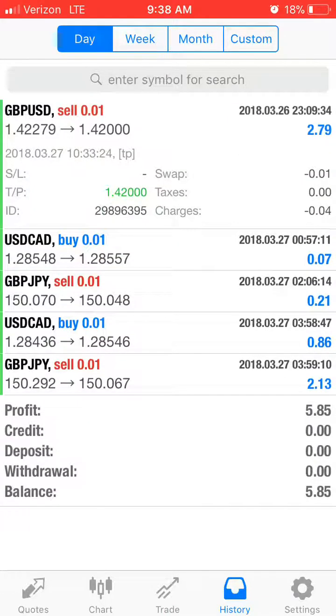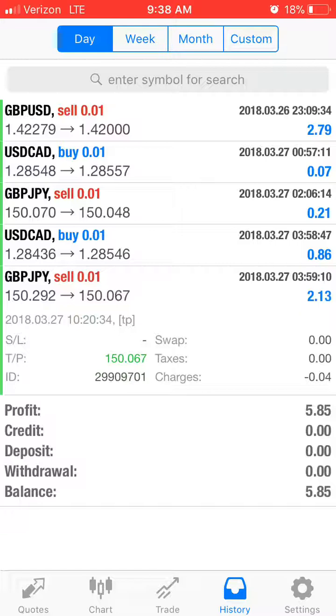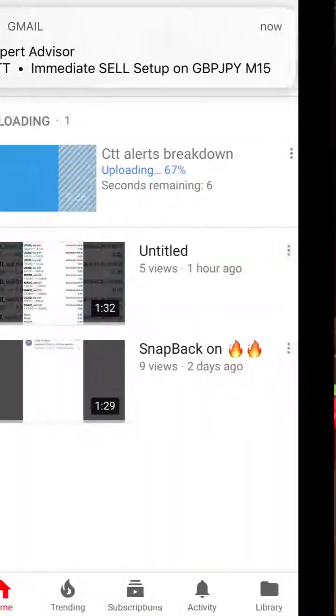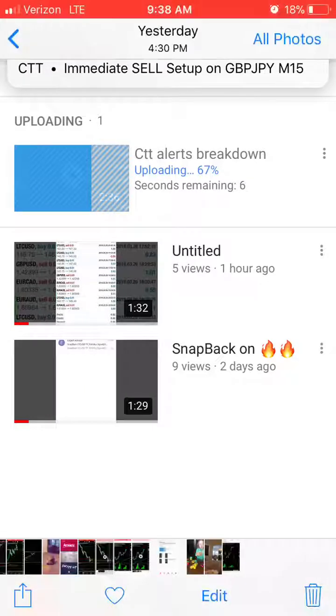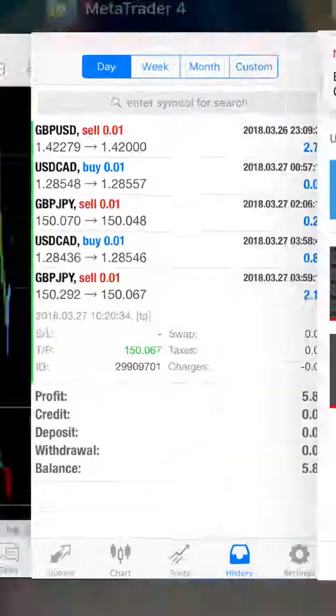There was the trade that hit the take profit, and the pound yen also had a nice sell signal that came up. Buy an alert. Let's see, I think I have a picture of it here. Yeah, so I was messing around on my phone when the alert came in. See the top, pound yen sell. So that was that one.